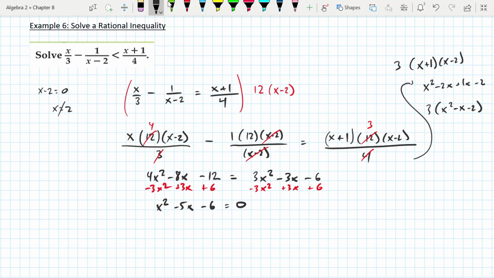Let's go ahead and factor that. So the product is negative 6 and the sum is negative 5. How about negative 6 and positive 1? So x equals 6 and x equals negative 1 are my two solutions. And I'm going to remember this x equals 2, that's the excluded value.